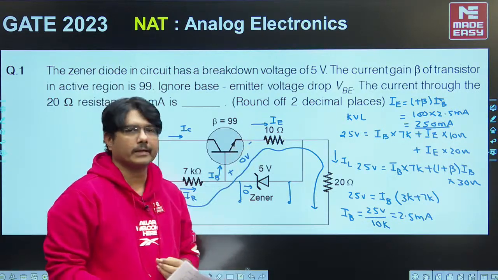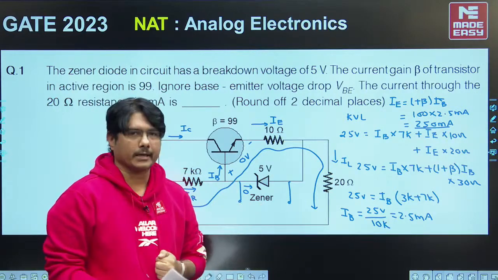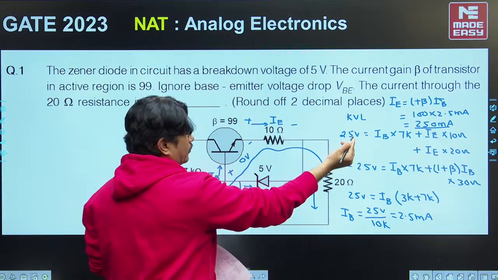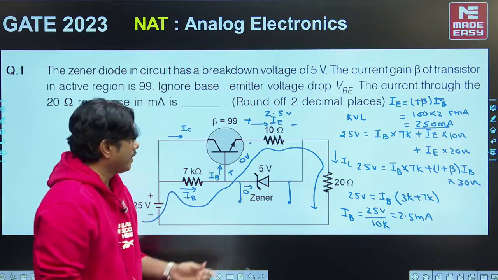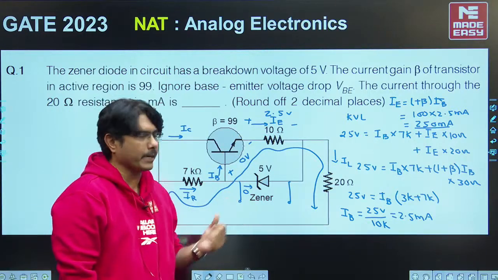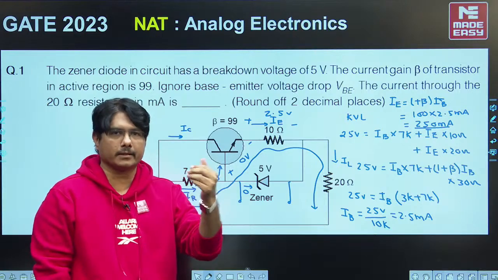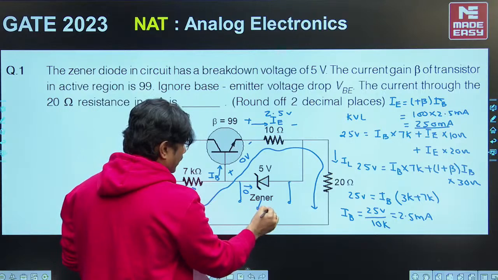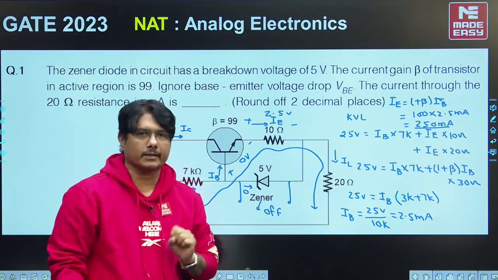Whatever the drop you have at 10 ohms, the total voltage drop should be parallel here to the Zener diode. How much voltage are we getting here? 250 milliamps into 10 ohms, we are getting around 2.5 volts. This is 2.5, but the breakdown voltage given for the Zener diode is 5 volts. So I think we are not exceeding the Zener voltage, so the Zener is considered to be off. Whatever assumption we have made is correct in this problem.